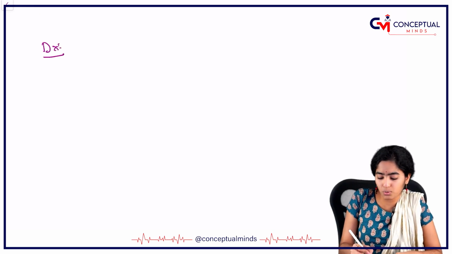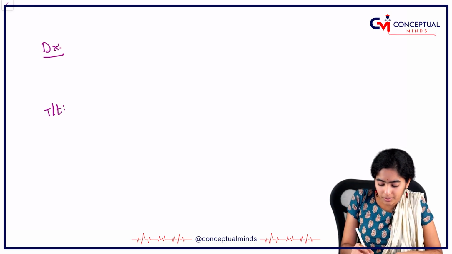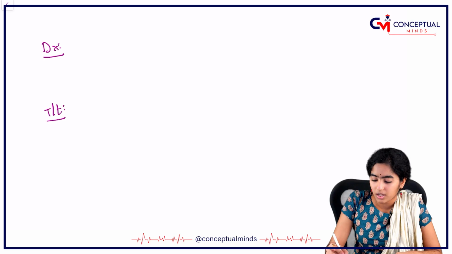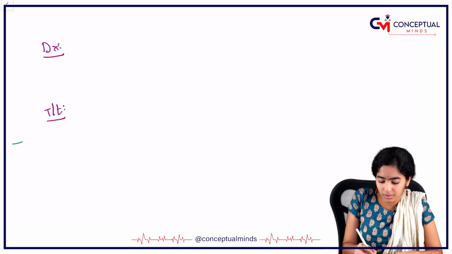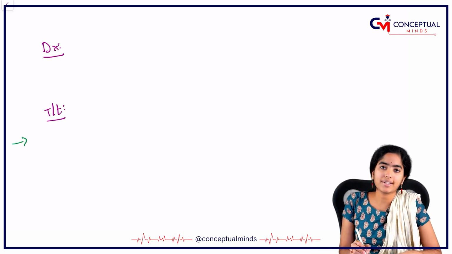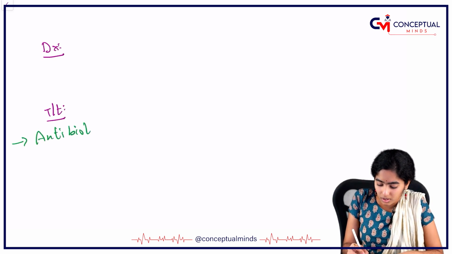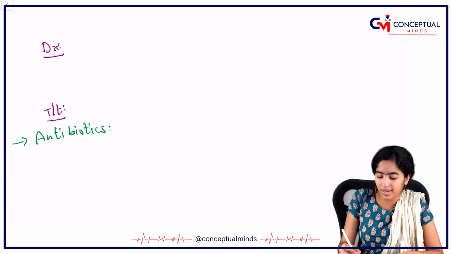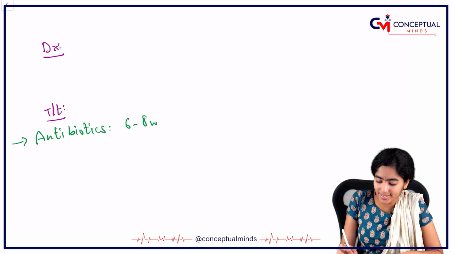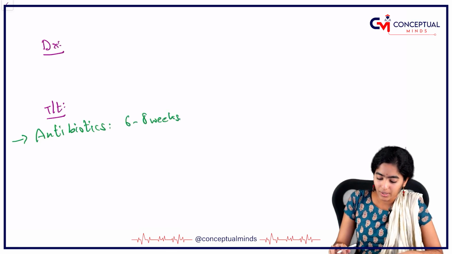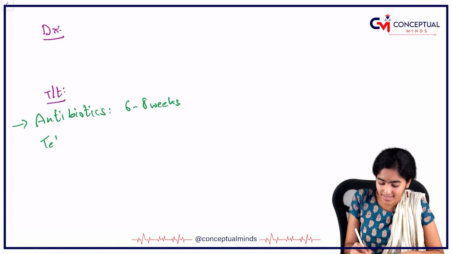Now finally, let us move on to the treatment part. Because this is an infective condition, the first and most important treatment consists of antibiotics. A prolonged course of antibiotics for about 6 to 8 weeks is usually given. And what are the drugs that are used? Tetracycline is the drug of choice.